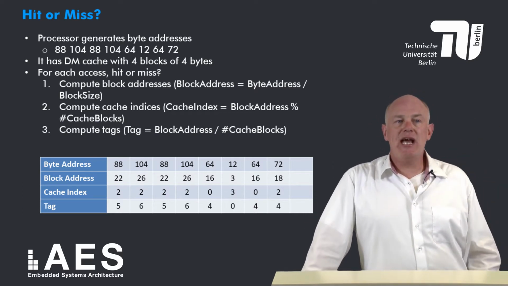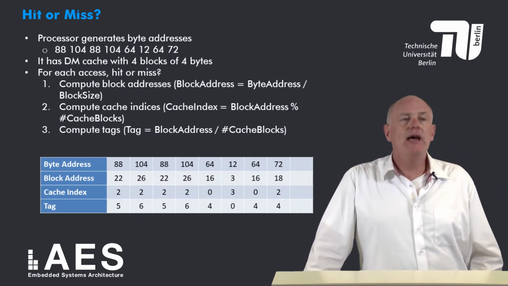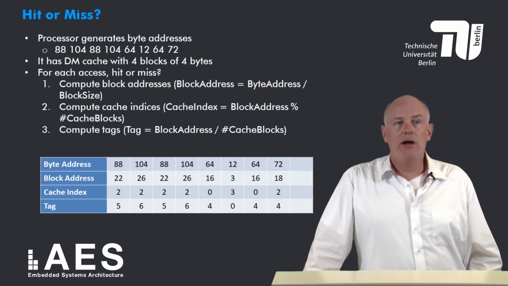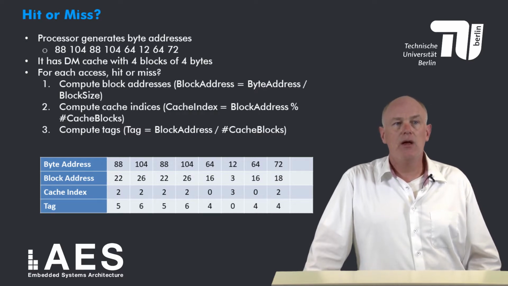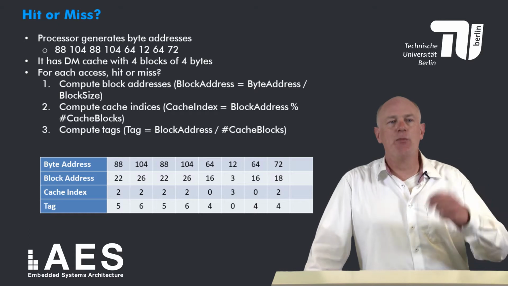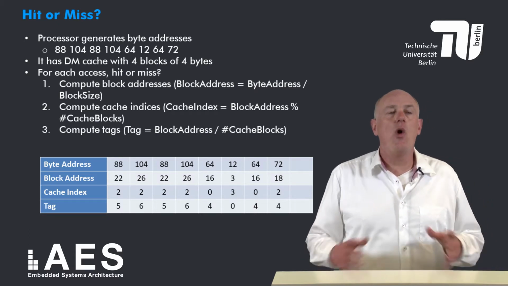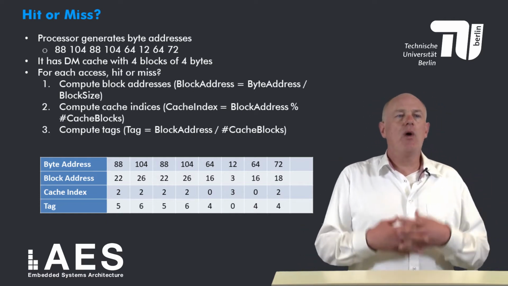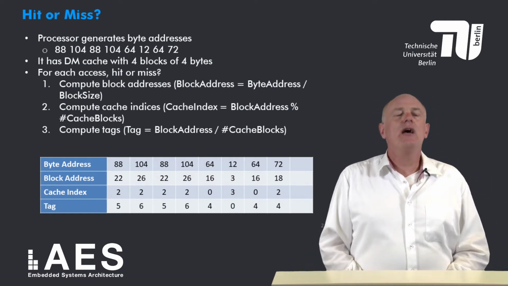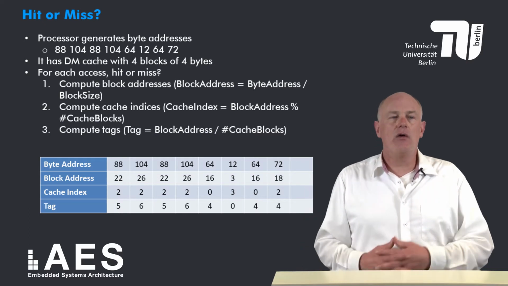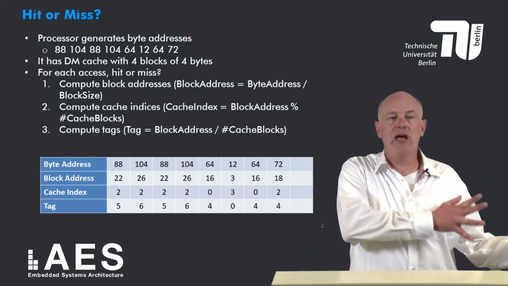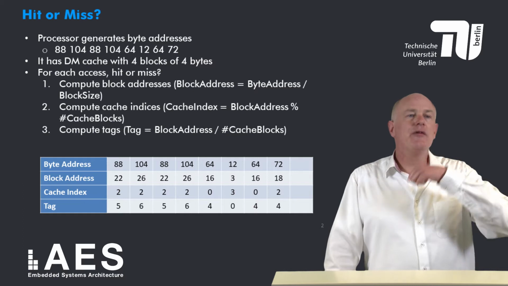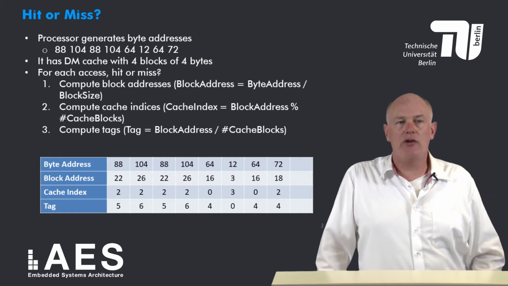A processor generates the following byte addresses: 88, 104, again 88, again 104, 64, 12, 64, 72. Furthermore, it has a very small direct map cache with only 4 blocks, each of 4 bytes. Now we want to know for each access, will it be a cache hit or a cache miss, given everything we know until now. The first step is to compute the block address.